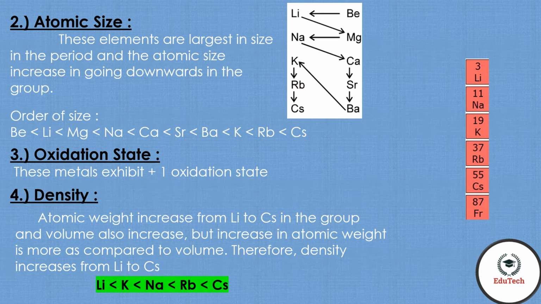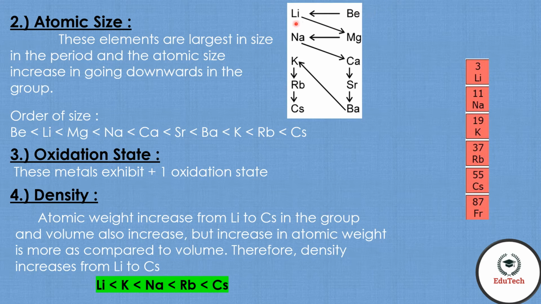Now, atomic size. These elements are largest in size in the period, and atomic size increases going downwards in the group. See, lithium to cesium. See the trends from beryllium to lithium, lithium to magnesium, magnesium to sodium and sodium to calcium, calcium to strontium and strontium to barium. Then the size increases to potassium and then at last rubidium and cesium. See the trends of size.